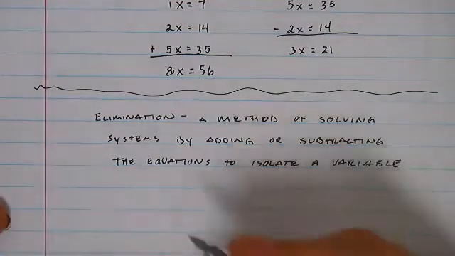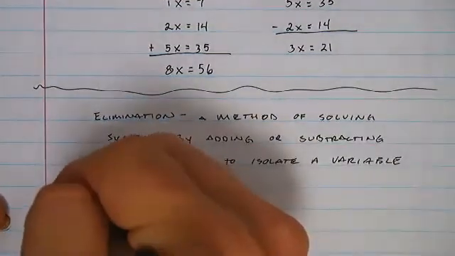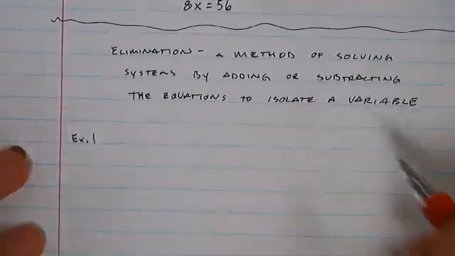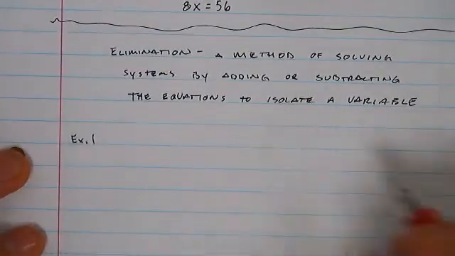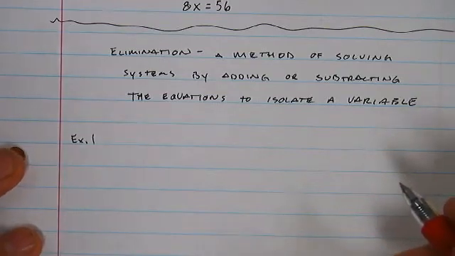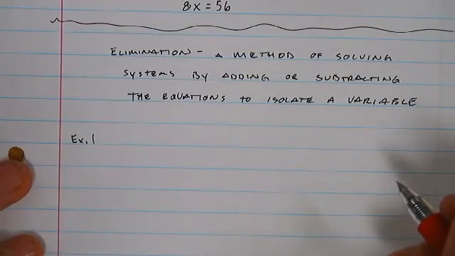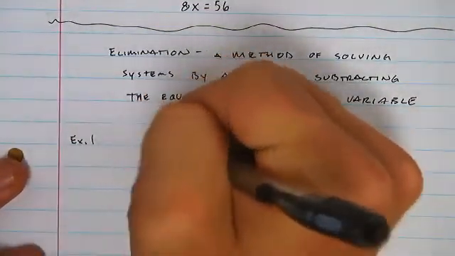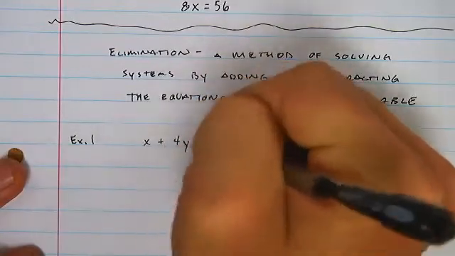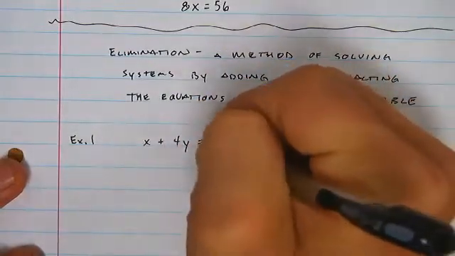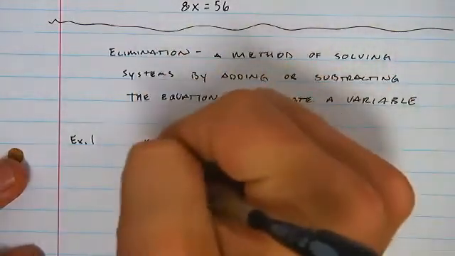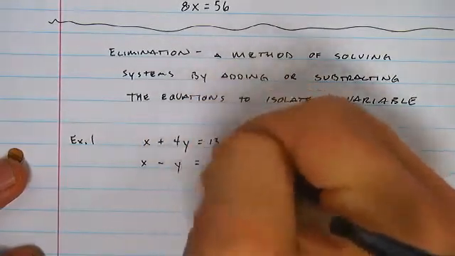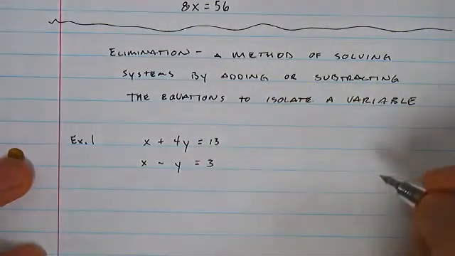All right, so example number 1. This is day 1, because day 2 gets a little bit different. I guess I should start by saying, let's go ahead and write this example down and then we'll explain. So x plus 4y equals 13 and x minus y equals 3.